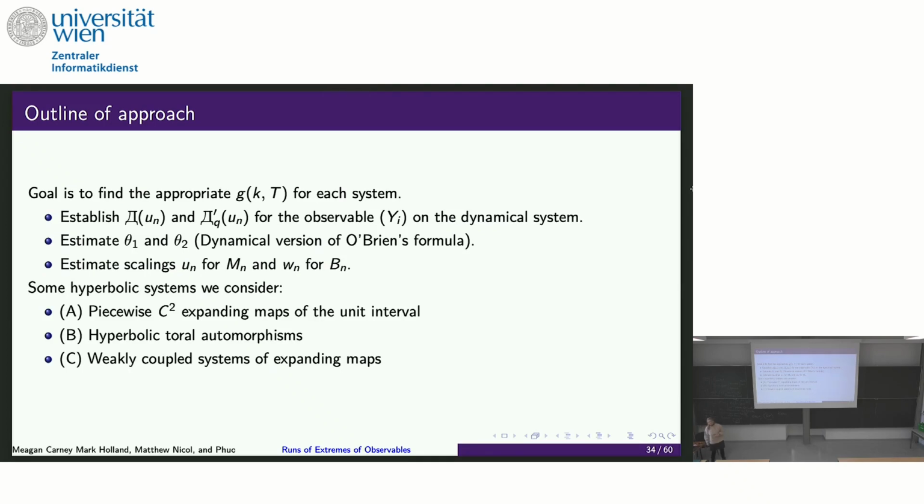In our paper, we do this for some hyperbolic systems. So piecewise C2 expanding maps of the unit interval. You can think of the doubling map. Hyperbolic toral automorphisms, you can think of things like the cat map. And then weakly coupled systems of expanding maps. So this is like beta maps that are coupled in some way.